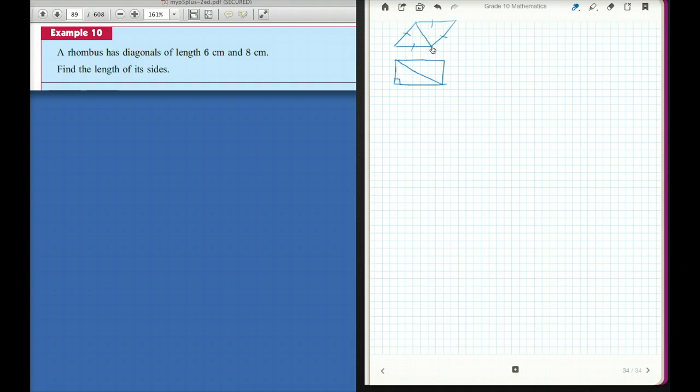What you may have learned in previous math courses is when I take the diagonals of a rhombus, like that, then these always form right angles. So there's your right angle triangle on a rhombus.